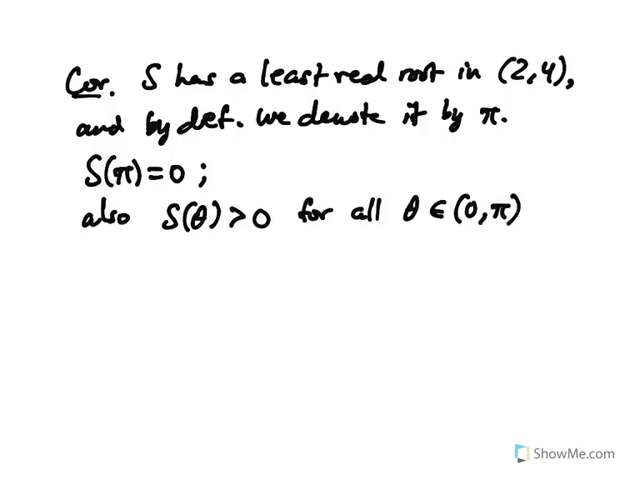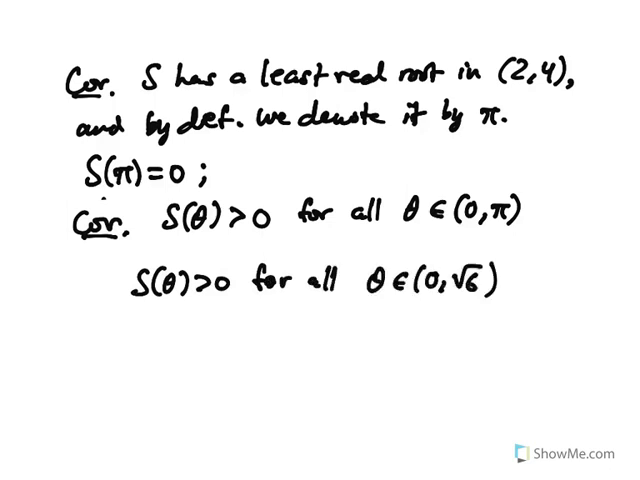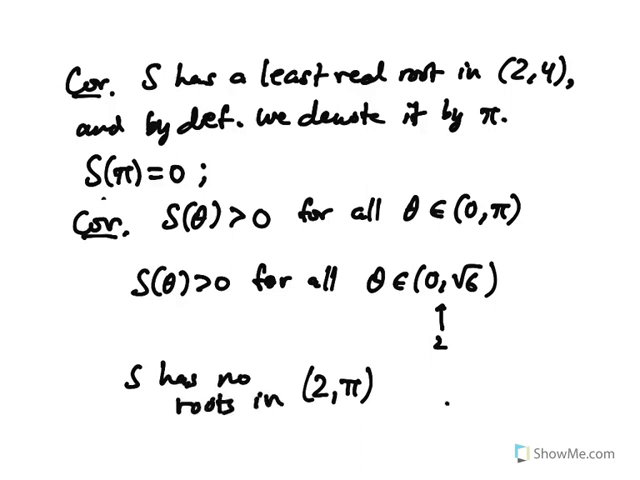Okay, let me show you why that's true. This can be sort of a corollary of its own. But we already know that S of theta is positive for all theta between 0 and root 6. All right, and we know that 2 is in this interval. But now what we're saying is that between 2 and 4, there is a leftmost or least root, which is pi. So what that tells you is that between 2 and pi, there are no other roots. Right? Capital S has no roots in between 2 and pi. And that's because pi is between 2 and 4, but it's the least possible root. So between 2 and pi, there are no other roots.